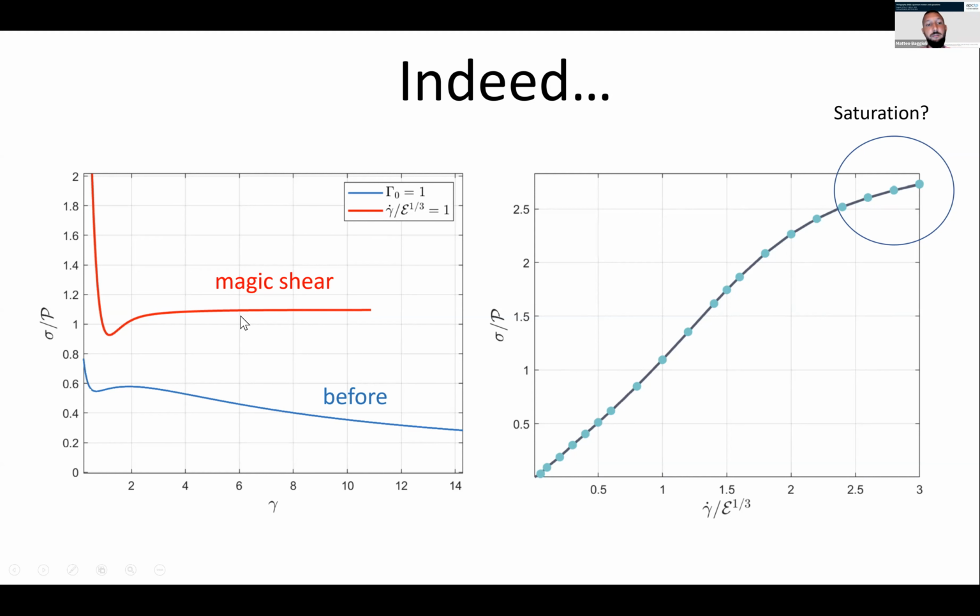So this means that basically the time evolution done with this magic shear is definitely completely far from equilibrium, and there is no effective equilibrium or universal attractor or anything like that. And in order to verify this better, we plotted this sigma divided by p as a function of the normalized shear rate. And you can see that indeed the higher the shear rate, which is a measure of out-of-equilibrium, the higher this sigma divided by p.